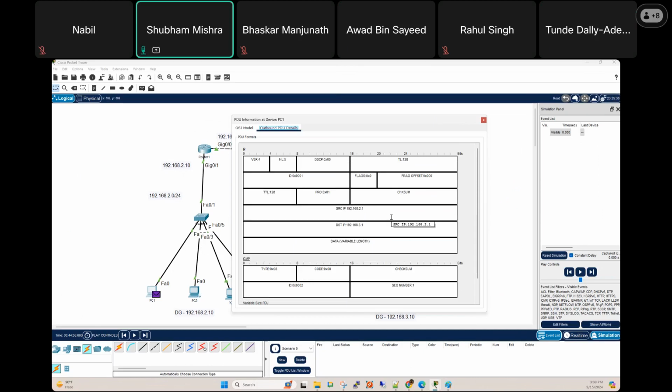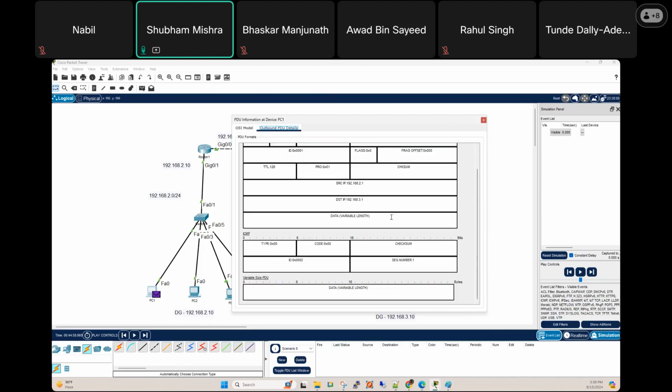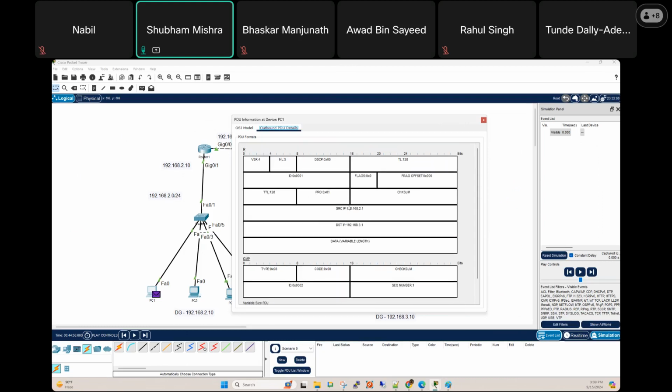Why? Because layer number 2 is still missing, that is the MAC address is missing. Listen right now, everyone, yes or no? ICMP is a layer 3 protocol, and IP is the layer 3 protocol. So here you are getting the source IP and destination IP.